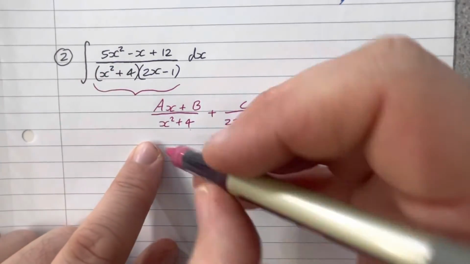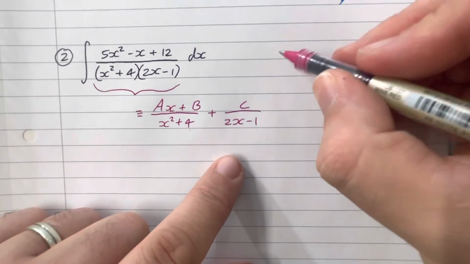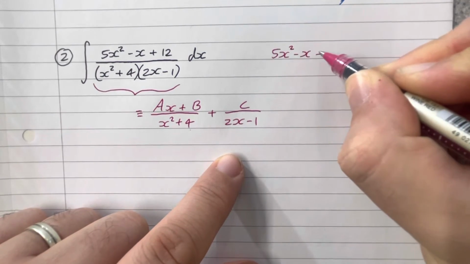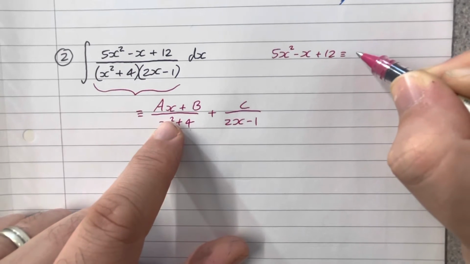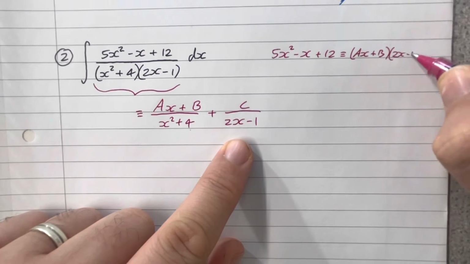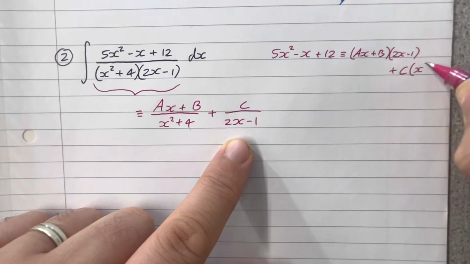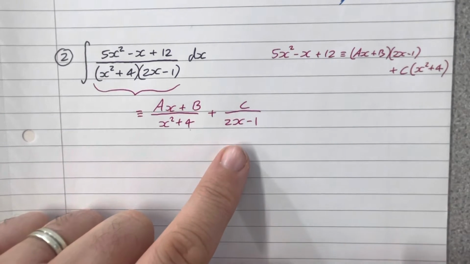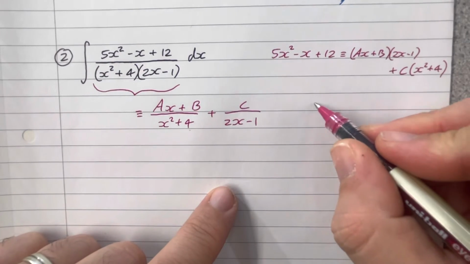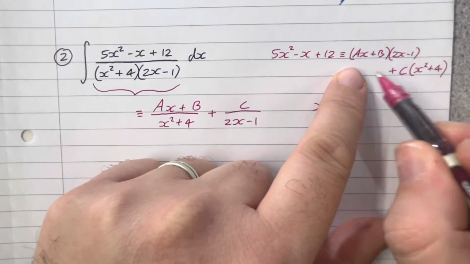Now, if I take this identity, the integrand is identical to that, and I multiply it by the denominator of the left-hand side, I'll end up with a quadratic identity. 5x squared minus x plus 12 is going to be identical to ax plus b times 2x minus 1 plus c into x squared plus 4. And again, I quite like equating the coefficients of this. So I'm going to have the coefficients of x squared. On the left, I've got a 5, and on the right, I've got 2a plus c.